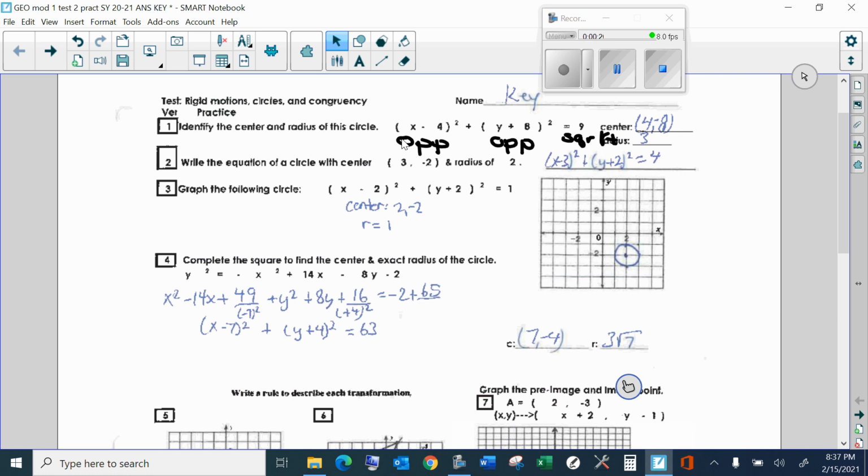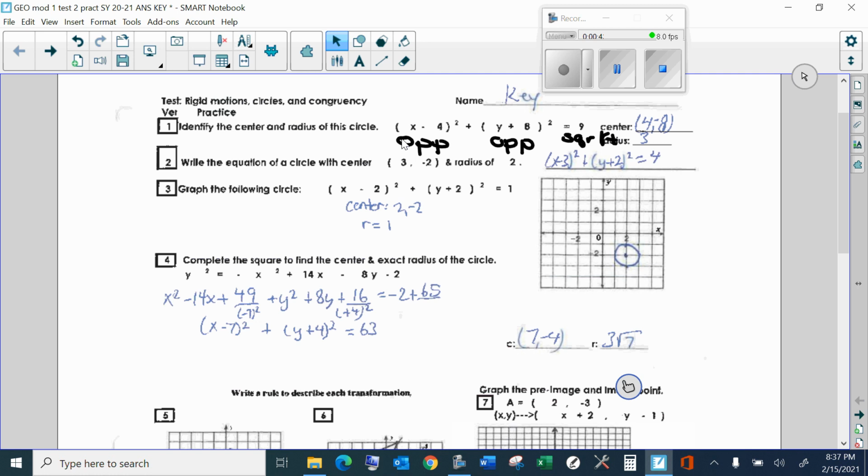Write an equation with the center and radius. So now we're going backwards. So still opposite, opposite, but instead of square root, it's squared. So the opposite of 3 is -3. So x minus 3 quantity squared plus y plus 2 quantity squared. And the radius is 2. Remember, on the right side, it's r squared. So 2 squared is 4.